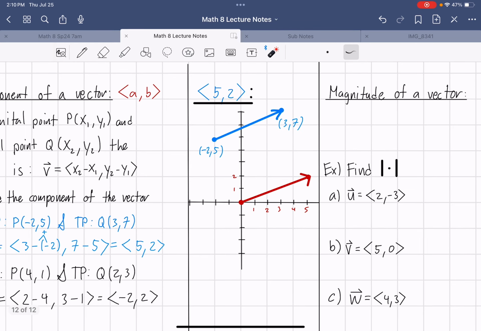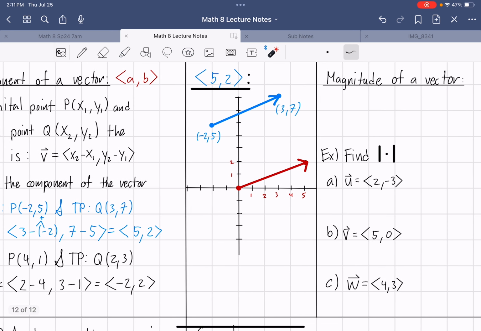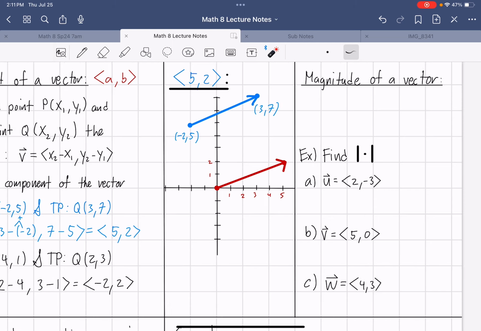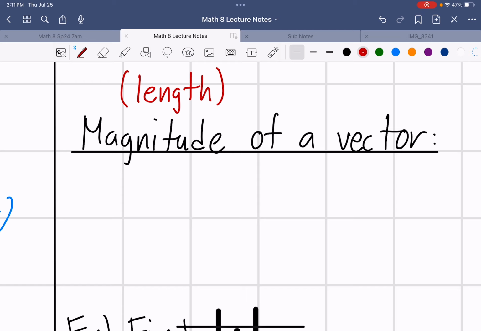Now that just speaks to getting the components and thinking about its direction, right? But now we have to talk about its magnitude, right? The magnitude of the vector. But let's not forget, there's no way we can illustrate magnitude in 2 dimensions, like a force, but we can illustrate its length.